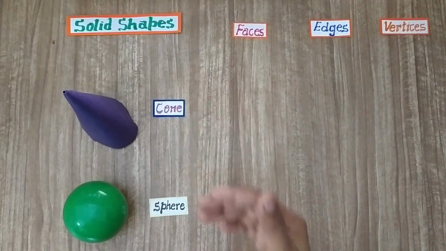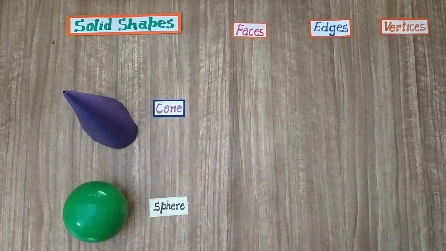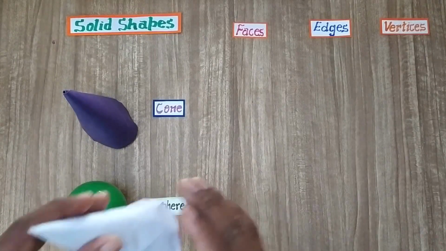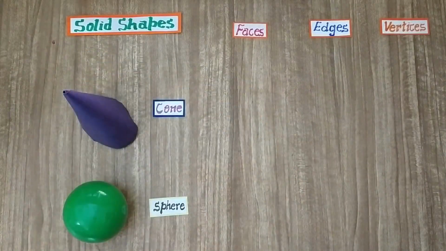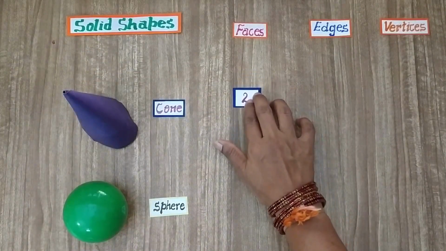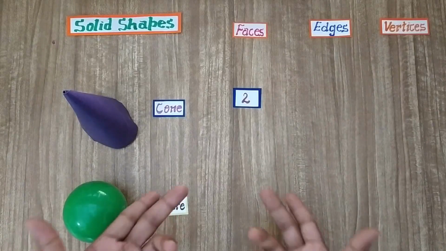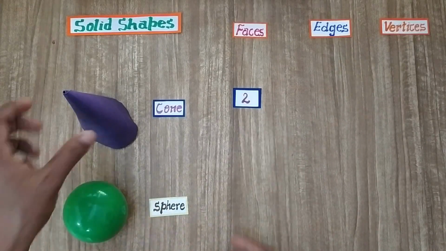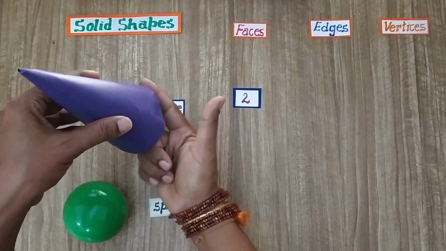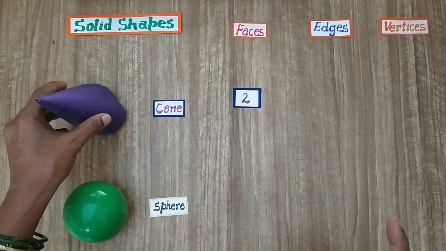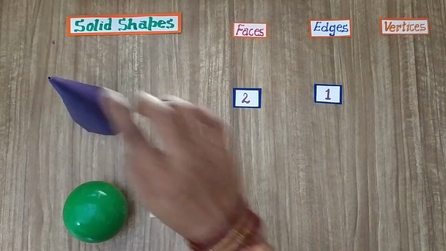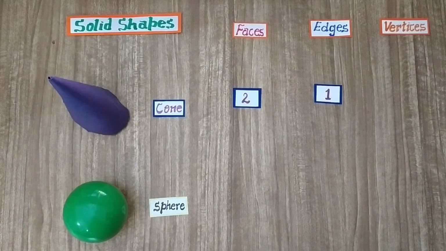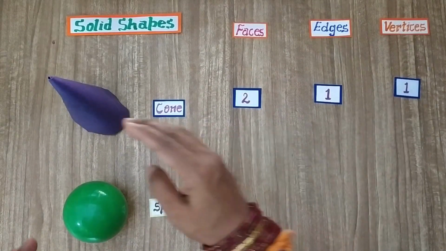Here we have a cone and sphere. Have a look at the cone. A cone has 2 faces: a curved face and a plane face, or surface. So 2 faces. What about the edges? Yes, it has 1 edge. Here we do have 1 edge. What about the vertex? This is the vertex we do have. So this is about the cone.